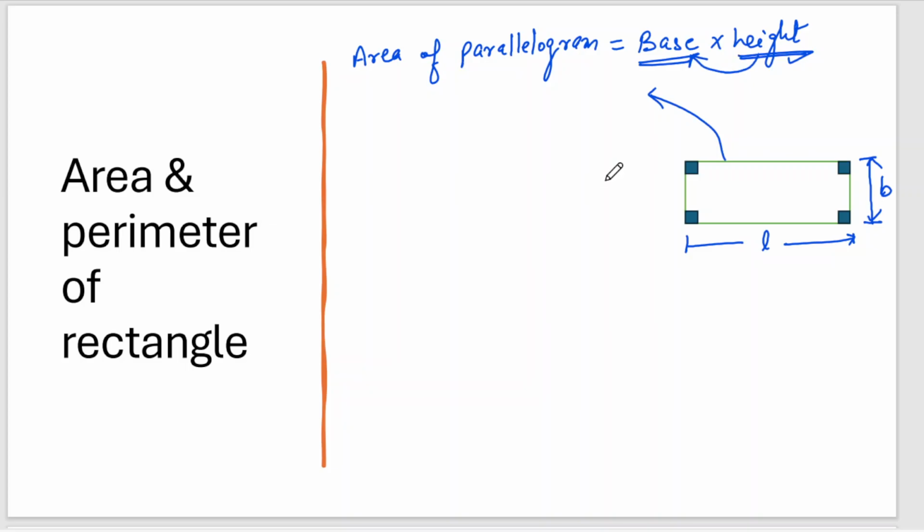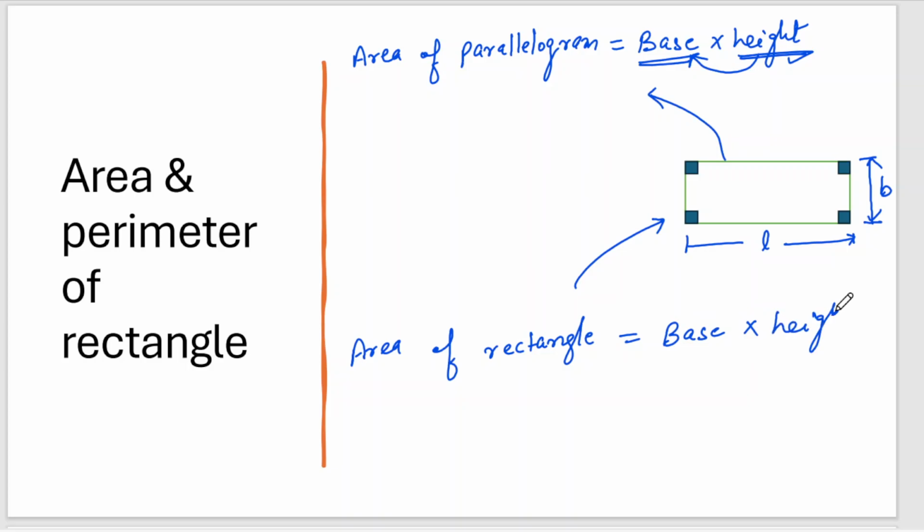Okay, now if you look at the rectangle, you will find the area of a rectangle can also be found using the formula base into height. But how? Because a rectangle is a parallelogram and the area of a parallelogram was base into height. So what is the base? The base we have taken as length. So L, okay? Or if I write it in full, the length. And what is the height?